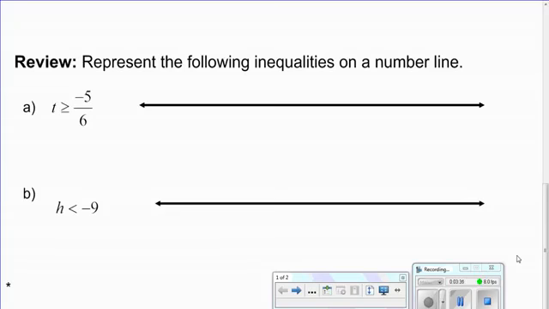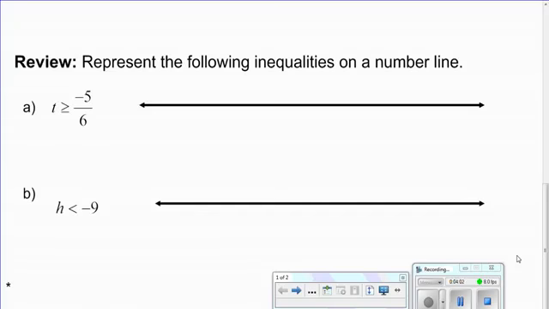When you make your number lines, you should be using a ruler or the magic of smartboard that makes magically straight lines. But you don't have a smartboard, so you need to use a ruler. On the first one, we're saying that t must be greater than or equal to -5/6. My suggestion is to put these into decimals. You're not necessarily going to graph them as decimals, but when you see it as a decimal, you can think about which whole numbers it fits between.